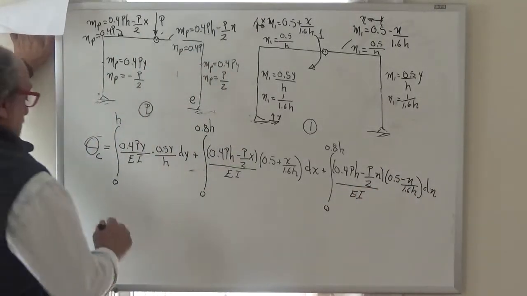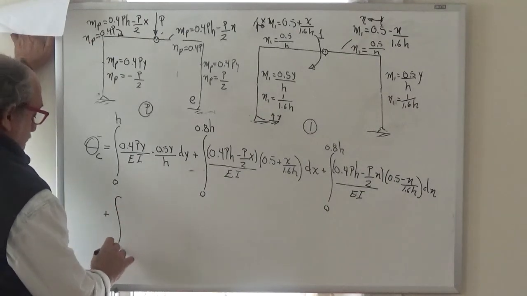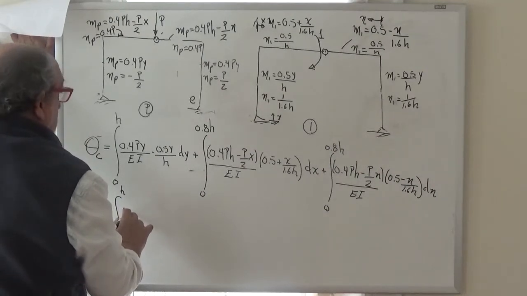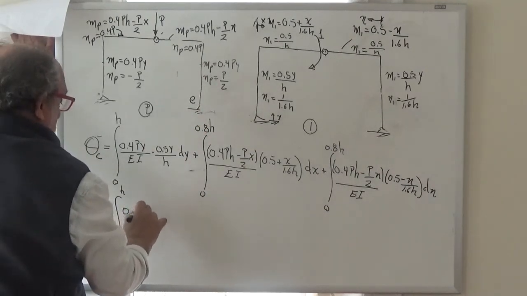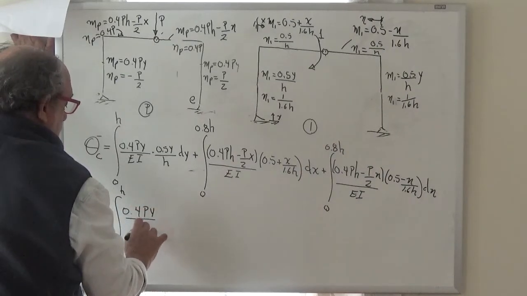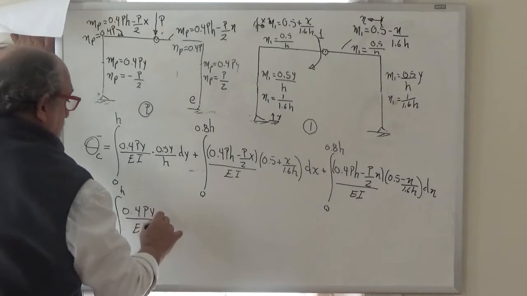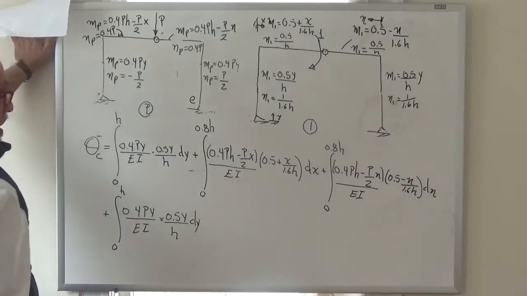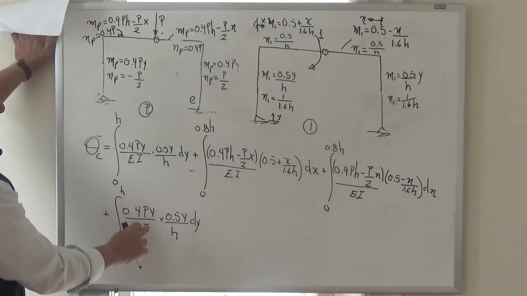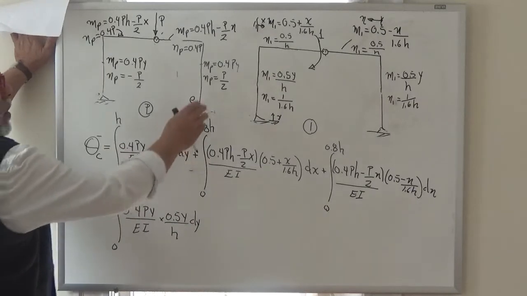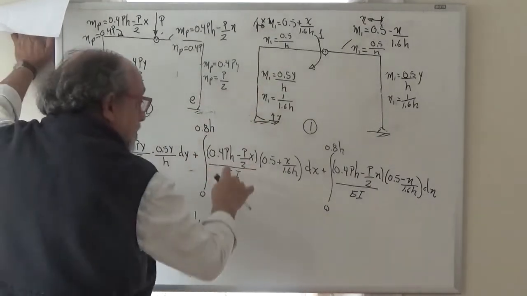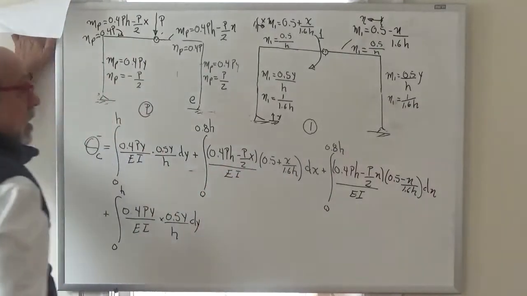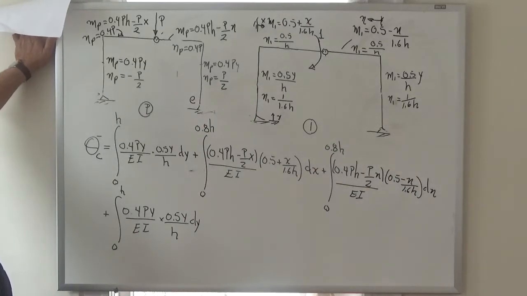And finally, plus the integral from 0 to h, which is the last column, of 0.4 py over EI, which is the curvature, multiplied times 0.5 y over h times dy, which is the moment. These two integrals are the same. So I could have said 2 times this one, and that would have taken care of the 2 columns. But it's not 2 times this one, it's these 2 parts. So those 4 parts are the bending contribution to the rotation at C to the left side.